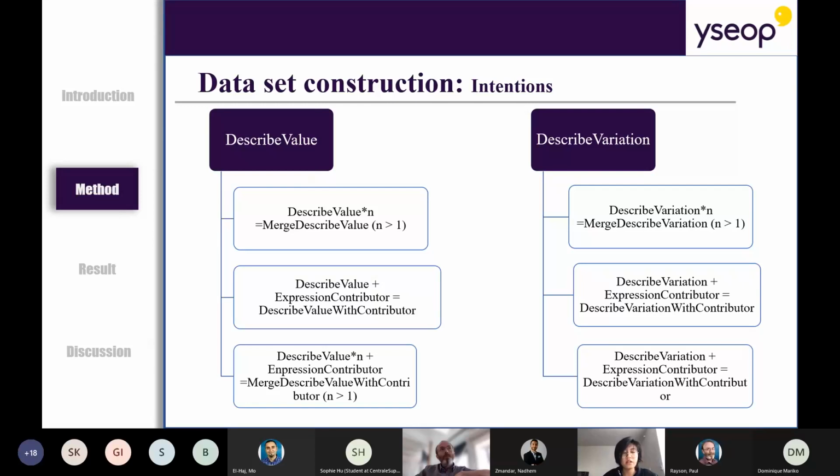Last but not least, the intention. According to the semantic meaning of sentences, they can be classified into different intentions. The 2 basic intentions are described value and described variation. When a sentence contains more than one described value, the intention of the sentence will be merged described value. And when there is a described value plus an expression contributor, the intention of the sentence will be described value with contributor. And when there is more than one described value and also an expression contributor, the intention will be merged described value with contributor. And the logic is the same for the intentions based on described variation.